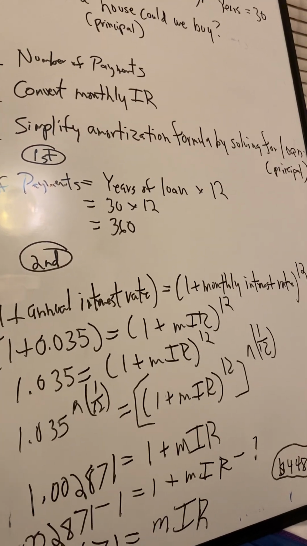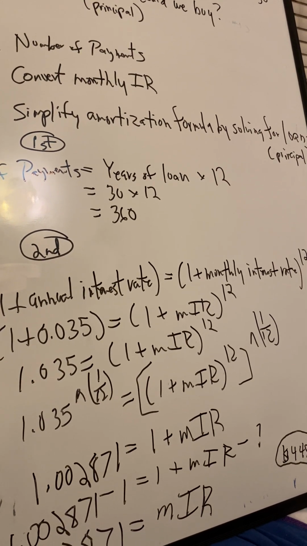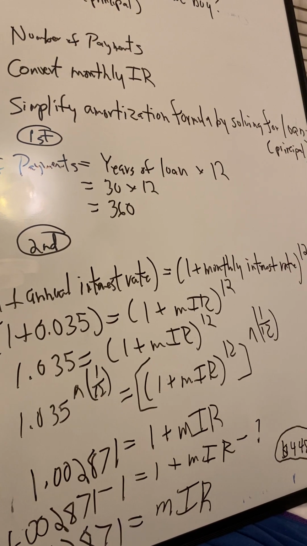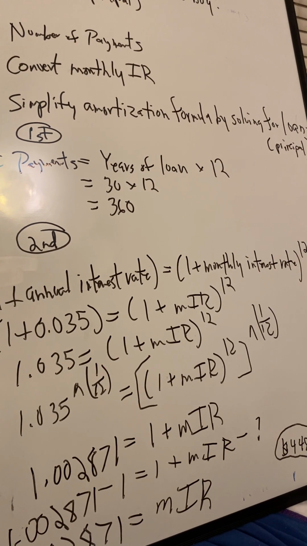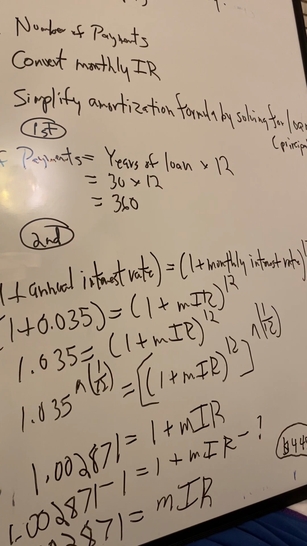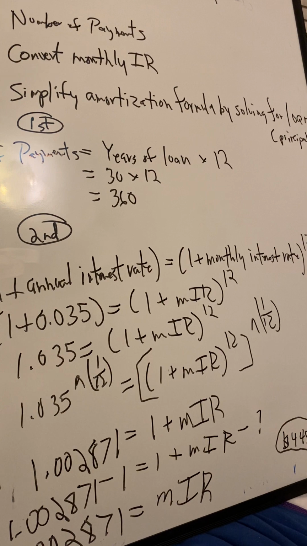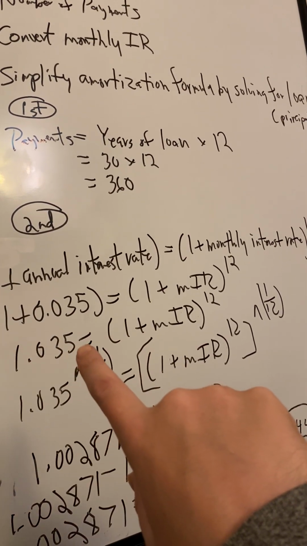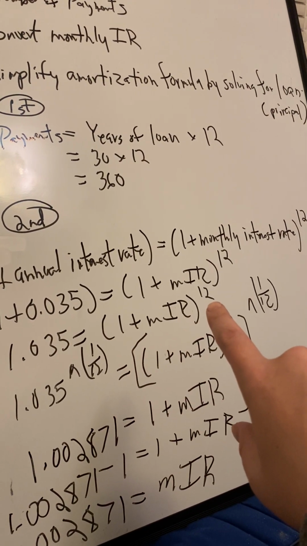Okay, the second thing we need to do is convert our annual interest rate to a monthly interest rate. The formula was 1 plus the annual interest rate is equal to 1 plus the monthly interest rate raised to the 12th power. We substitute our 3.5% interest rate in, convert it to a decimal, which is 0.035. So what we have is 1.035 is equal to 1 plus the monthly interest rate raised to the 12th power.